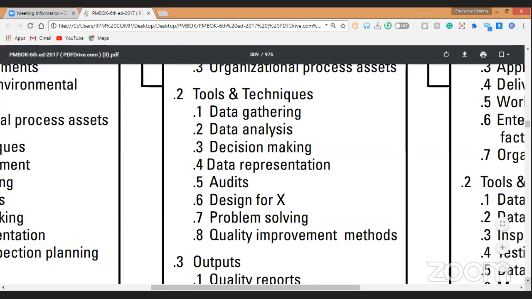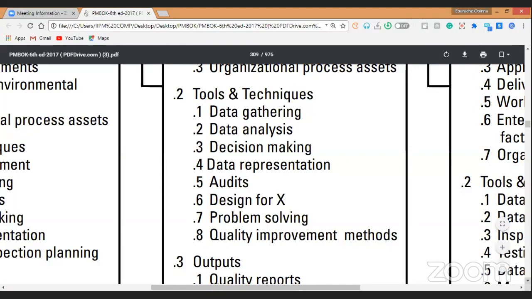Then you remember I talked about prototypes, that's design for X. Okay, design for X can also be used for managing quality. So simple designs or simple products before we go into commercialization can also be used for managing quality.